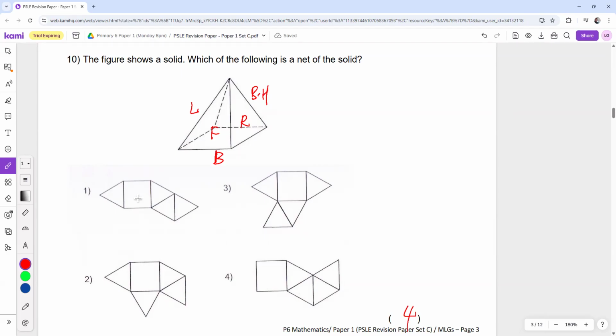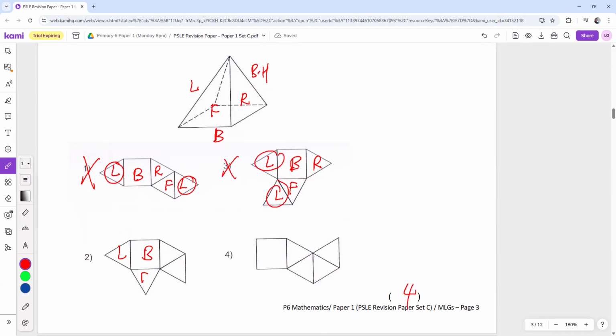Go to number 1. Can you put the letters there? Bottom, left, right, front. This one is like left, a bit like left. How can you have two same letters? Cannot, right? So out. Next one. Bottom, front, left, right. This one is like left also, also cannot, right? Out. Next one. Bottom, left, front, right. This one a bit weird, it's on the same side as the front. So cannot also. Out.